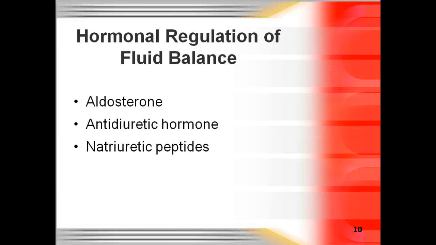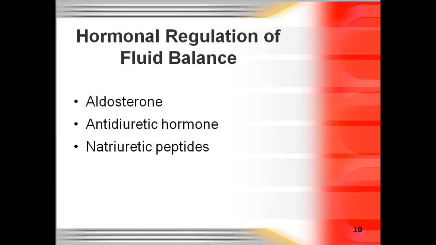This action increases blood osmolarity and blood volume. Aldosterone prevents excessive kidney excretion of sodium. It also helps prevent blood potassium levels from becoming too high. The second one that I discussed was the antidiuretic hormone, or ADH.